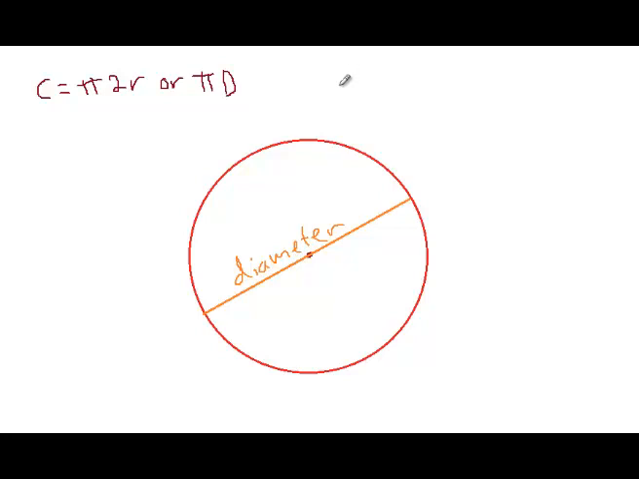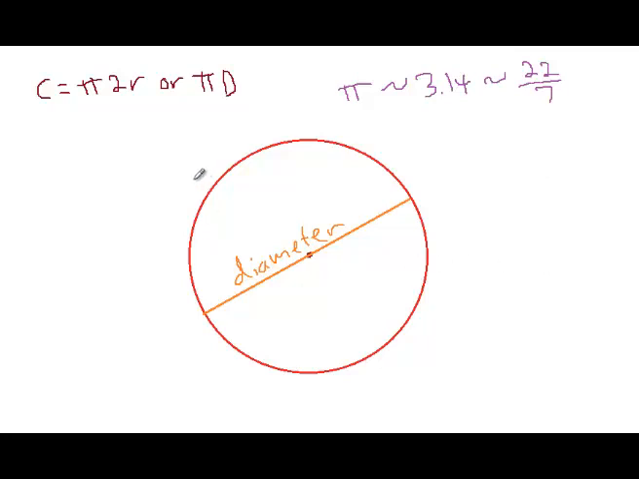Pi is a constant number. It's always the same. And it's an irrational number. It goes on forever. It's approximately 3.14. It's even closer to a fraction of 22/7. But 3.14159, and then a whole bunch of places after that, is the exact number. It goes on forever. But for our purposes, we're just going to round it off to 3.14. It's close enough to get you pretty close to what the actual correct answer is.